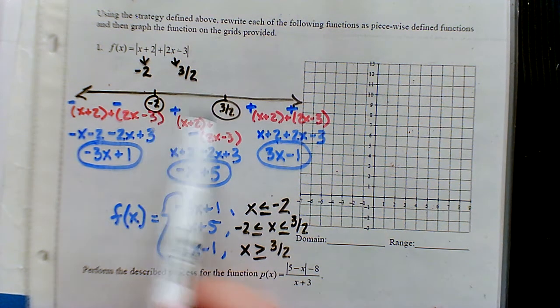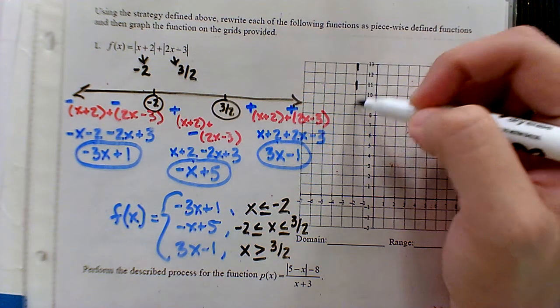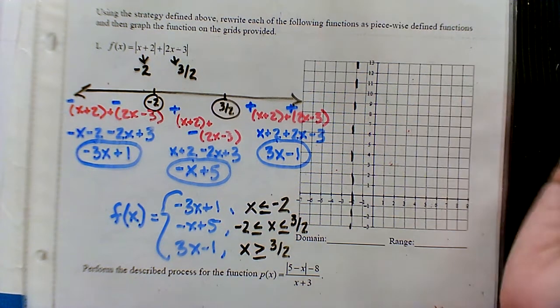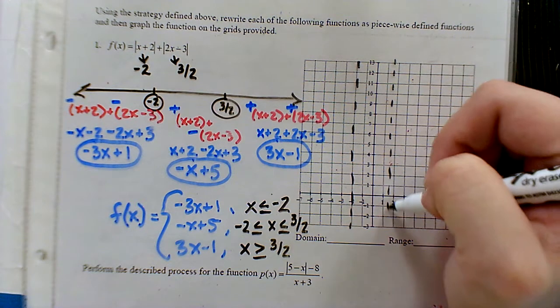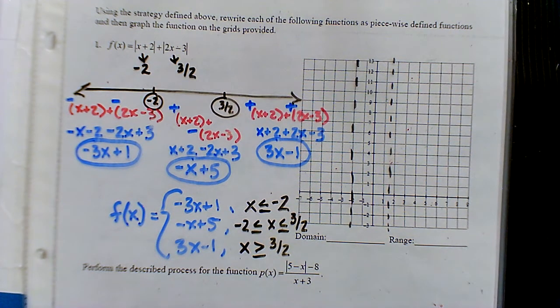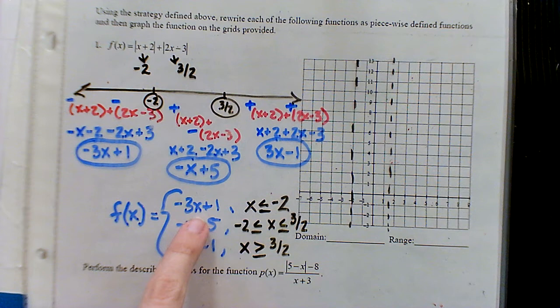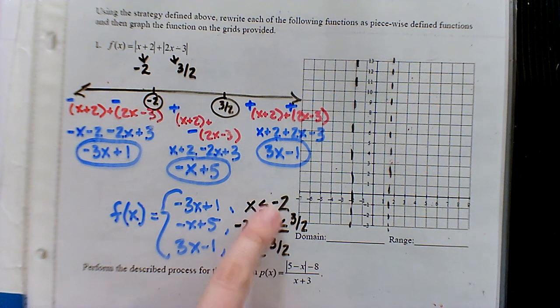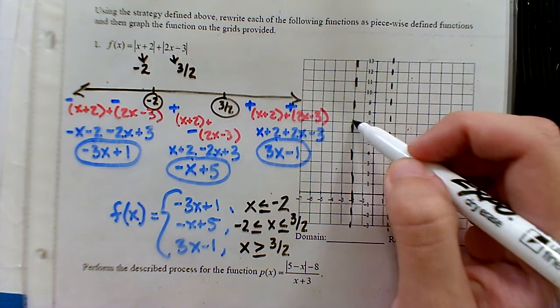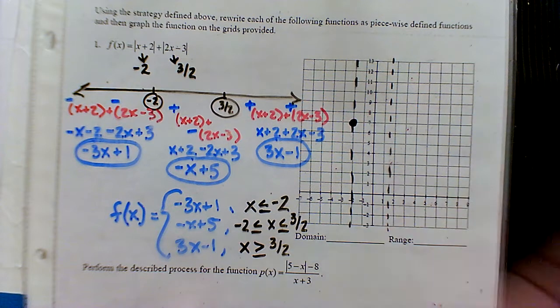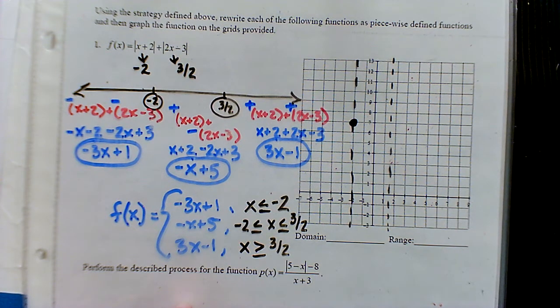So we said our changing spots were -2 and 1.5. So that's a little different. All right, if we were to graph the first equation, we can plug in -2 to get our first point. So that would be 6 plus 1, or 7. And that's some type of vertex there, so a closed circle.